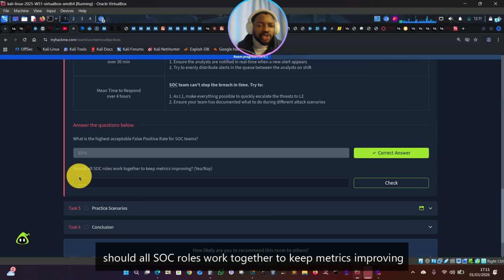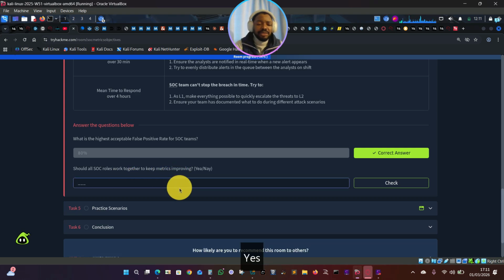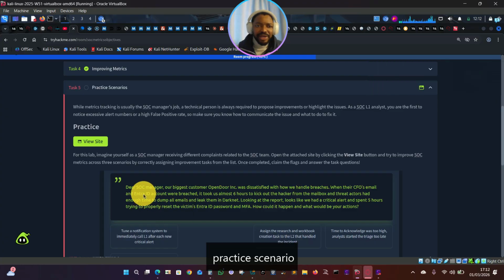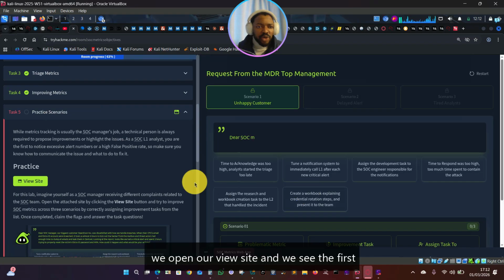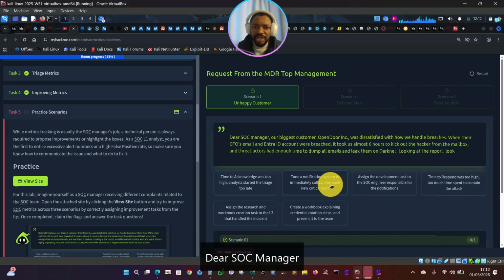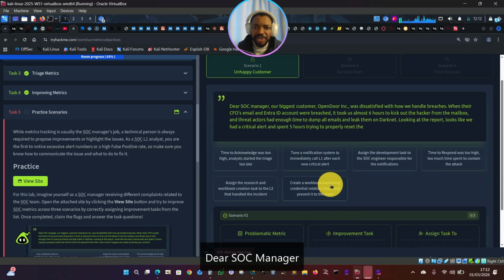Question 2. Should all SOC roles work together to keep metrics improving? Yes. Now we move to task 5, practice scenario. In our practice scenario, we open our view site and we see the first scenario to solve.